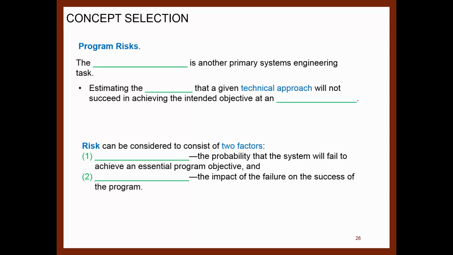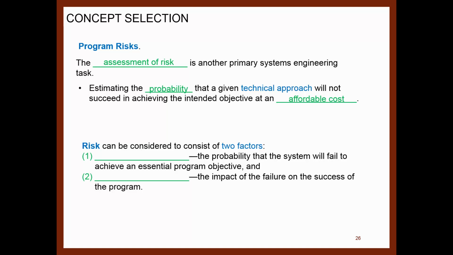In terms of the program risk, the assessment of risk is another primary systems engineering task: estimating the probability that a given technical approach will not succeed in achieving the intended objective at an affordable cost. Risk can be considered to consist of two factors.